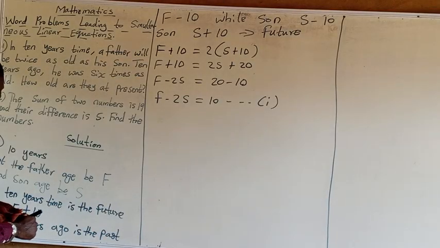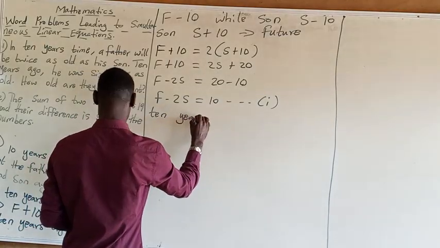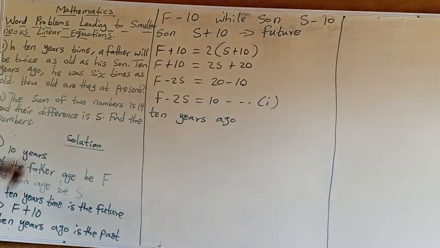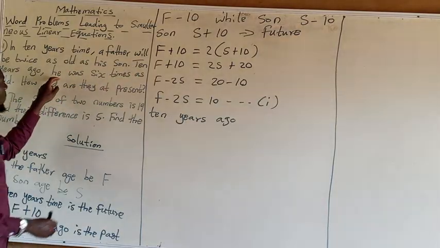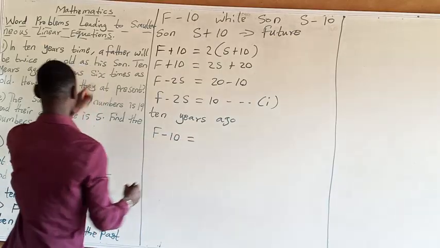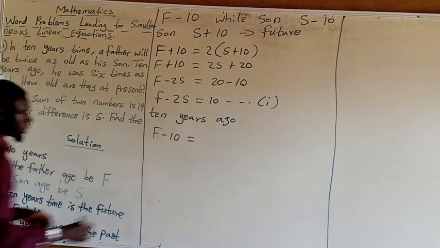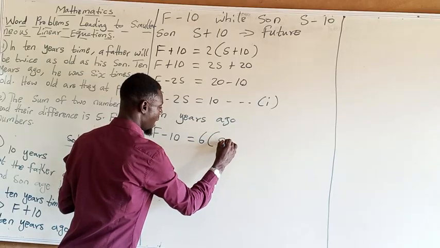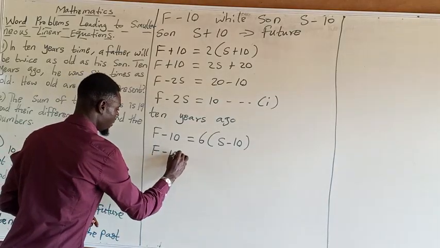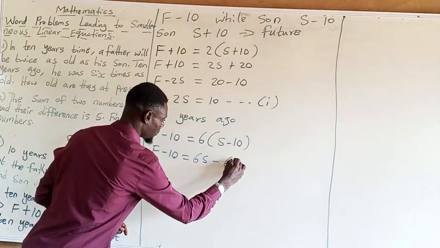We name it equation 1. Now, 10 years ago, what happened 10 years ago? Let's come back to this side. 10 years ago, the father, which is F minus 10, the father is 6 times as old as the son. So you have 6, bracket open, X minus 10. All right? So we have F minus 10 is equal to 6s minus 60.